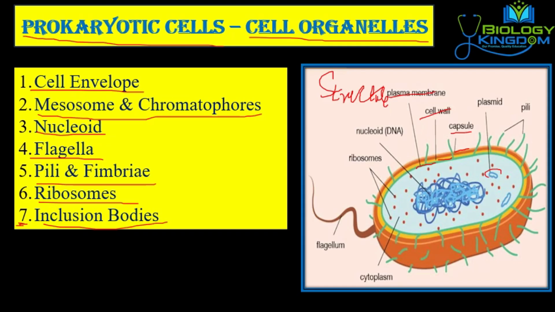This blue color portion is the plasmid. These finger-like projections are known as pili, and these red dot-like granules are known as ribosomes. The spiral, round part is known as the nucleoid, that is nothing but our DNA, deoxyribonucleic acid. Next, this tail-like structure is known as the flagellum.